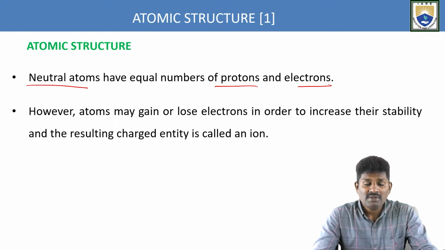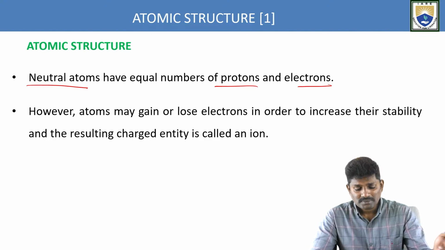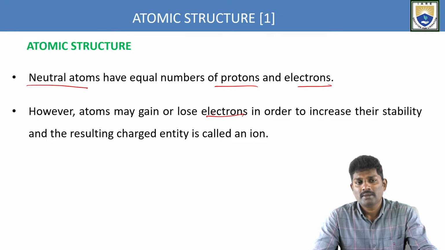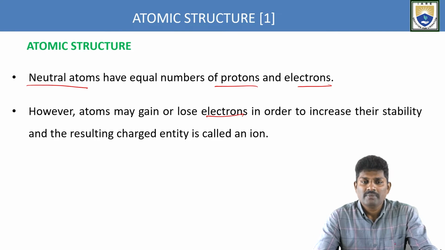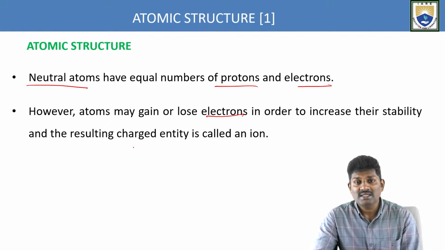However, atoms might gain or lose electrons in order to increase their stability, resulting in a charged entity which is called an ion. So in order to increase the stability of the atom, the atom can gain or lose electrons. To get more stability, it can release or take electrons, resulting in a charged entity.